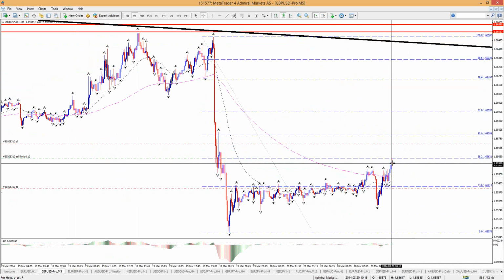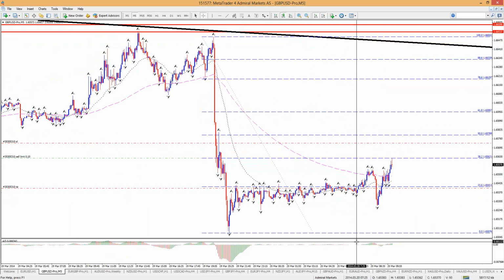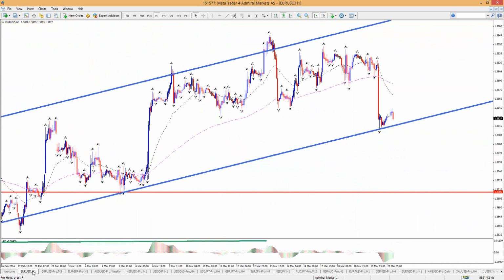Seems like we went and hit the high at 165.617. Missed my entry by three tenths of a pip. That's funny. Couldn't get closer to that, I guess. Let's see if it still gets taken in.